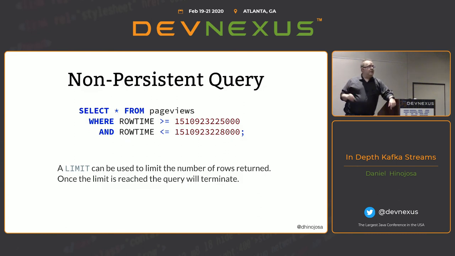So a common thing to do is run a non-persistent query to see what you have, and then prepend in front of it, create table, blah, blah, blah, as that, right? So try out your non-persistent query first and then add your create table or create stream in front of that if you want the results to go into the topic. It's the best way to debug. You don't know what you want until you actually see it, but once you see it, then you can create a persistent query out of it.